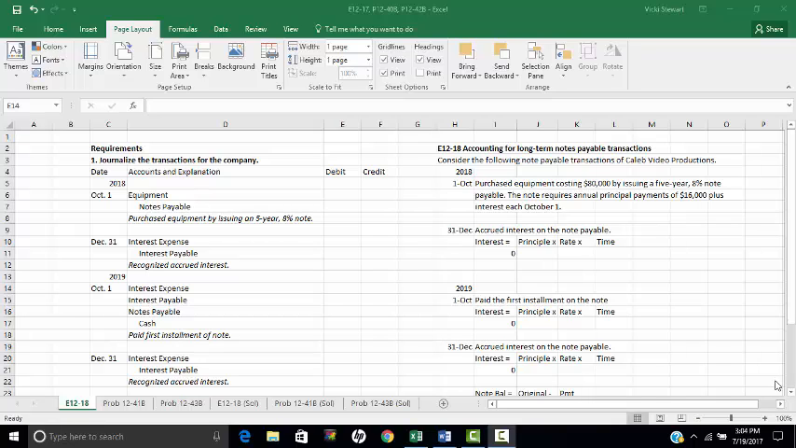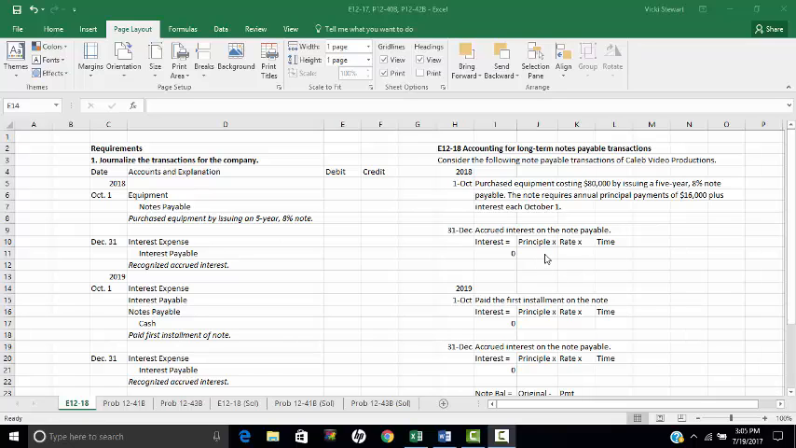This is a demonstration of exercise 1218, accounting for long-term notes payable transactions. Consider the following note payable transactions of Caleb Video Productions. On October 1st, 2018, they purchased equipment costing $80,000 by issuing a 5-year 8% note payable. The note requires annual principal payments of $16,000 plus interest each October 1st, and the problem asks us to journalize the transactions for Caleb Productions for 2018 and 2019.